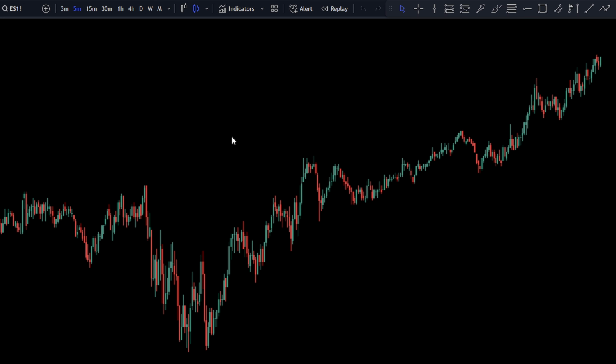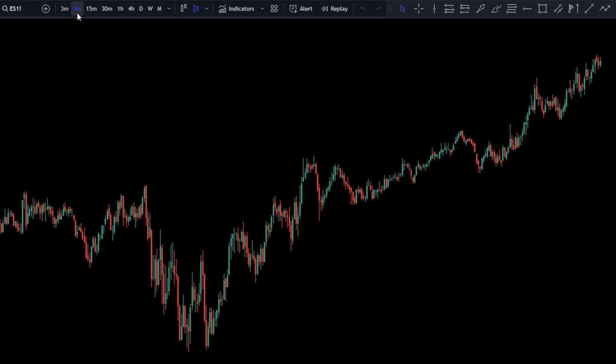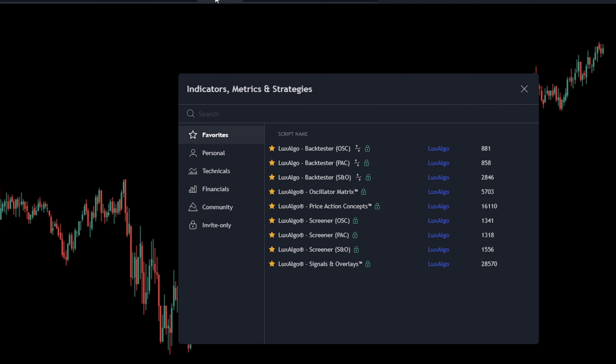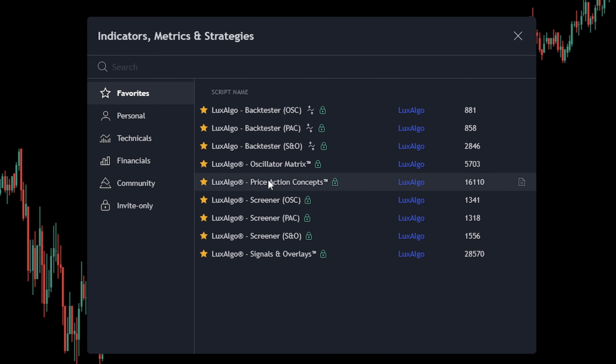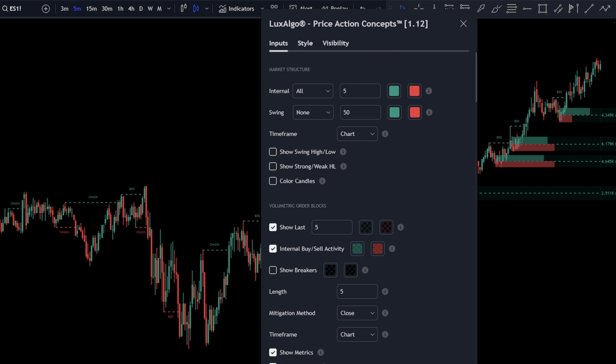To apply the indicators on your chart, log into your TradingView account and open the E-mini S&P 500 futures on a 5 minutes time frame. Open the indicators and first search for LuxAlgo's price action concepts and click to add it to your chart. Alright, let's start by adjusting the settings of our first indicator.